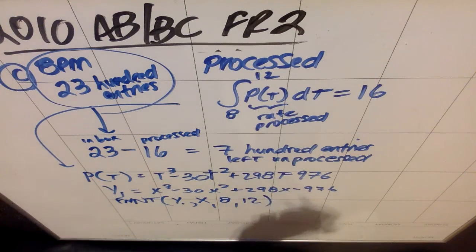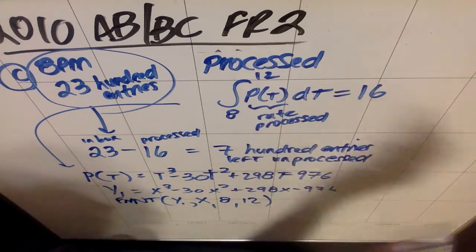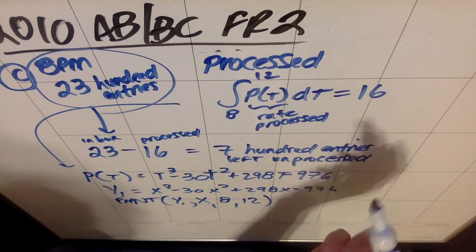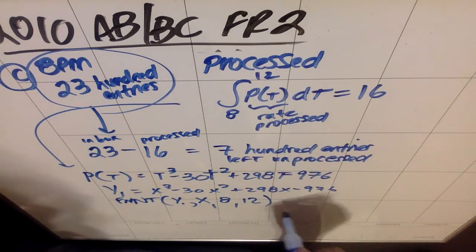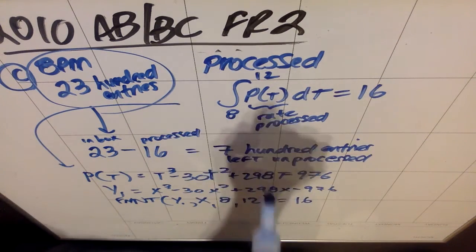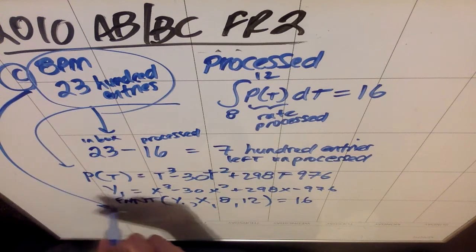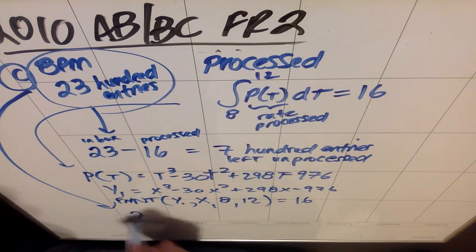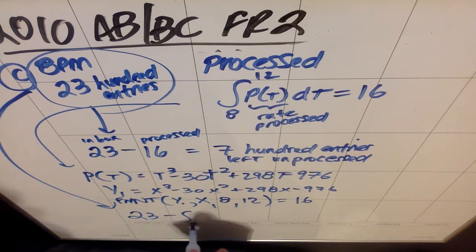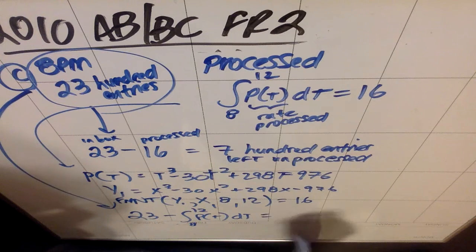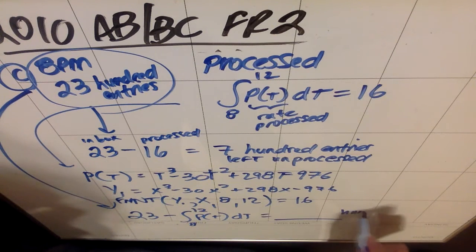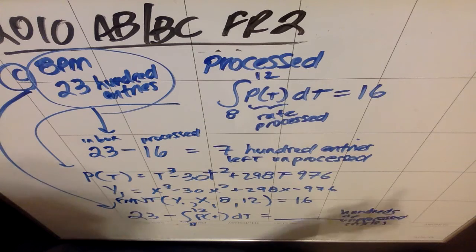Interestingly enough, let's say you don't have a calculator, let's say you can't integrate this for some reason. That's how I got the 16, but what you could have communicated to the AP, let's say you didn't have a calculator, was 23 minus the integral from 8 to 12 of p of t dt equals blank hundreds of unprocessed entries.